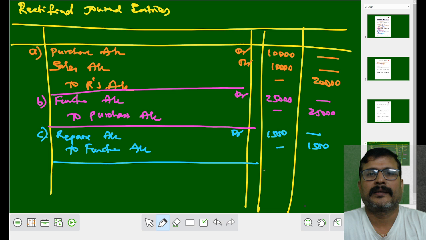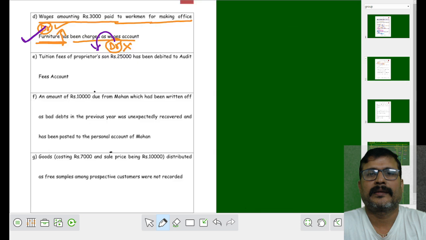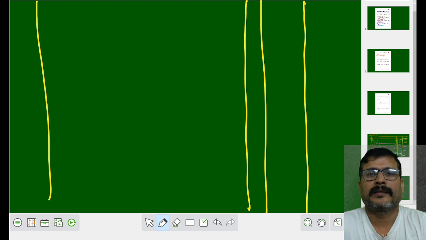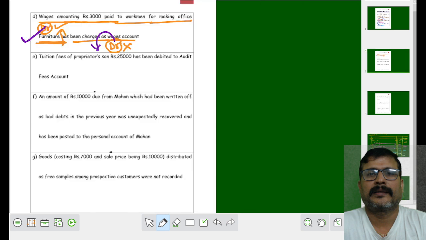Got it right? Now the fifth, D point. That is furniture account debit to wages account. How much amount? Amount of rupees 3,000. हुआ ना? Being wrong debit to wages account is rectified. I hope you got it right. Now let me move on to the next one.